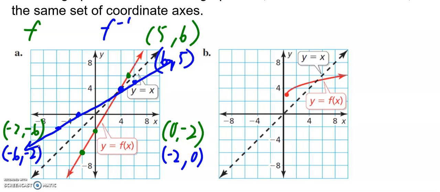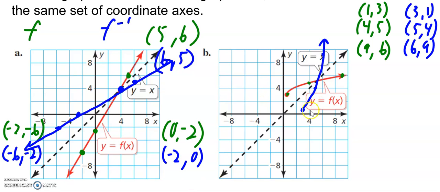So literally what I'm doing is I'm finding points, I'm switching the x and y values, and then I'm just connecting those. Now, I knew that there wasn't going to be any sort of funky curve on the inverse because the original function is a line. So the inverse should also be a line. All right, I want you to try and do B. So pause the video, do B, unpause when you're ready to discuss.